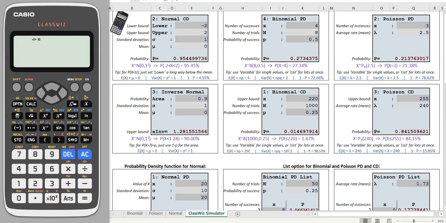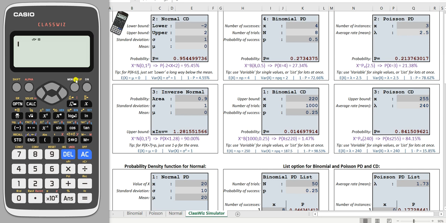The Casio ClassWiz calculator lets you do lots and lots of things with statistical distributions. So we're going to look at a few of those things now and hopefully talk through how they work, because it's not immediately obvious from the calculator screen exactly what's being calculated and how you might use it.